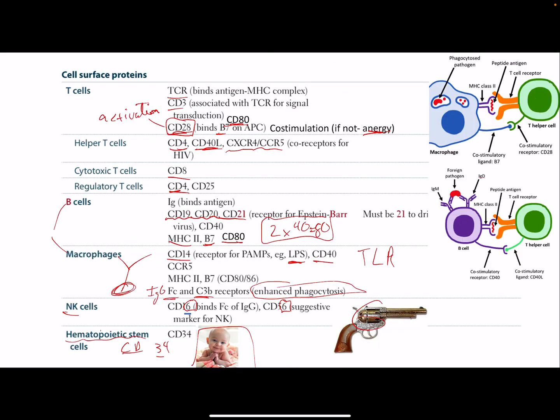Here's just a picture of our CD28 with the B7, also known as the 80, and again, 2 and 80, and then we also have 40. And then the role of the 28 and the 7 is going to be activate. The role of the 40 is the T cell is empowering a cell. So this is going to be a CD4 cell, and it's sort of increasing the power of this B cell, which we'll talk more about later.